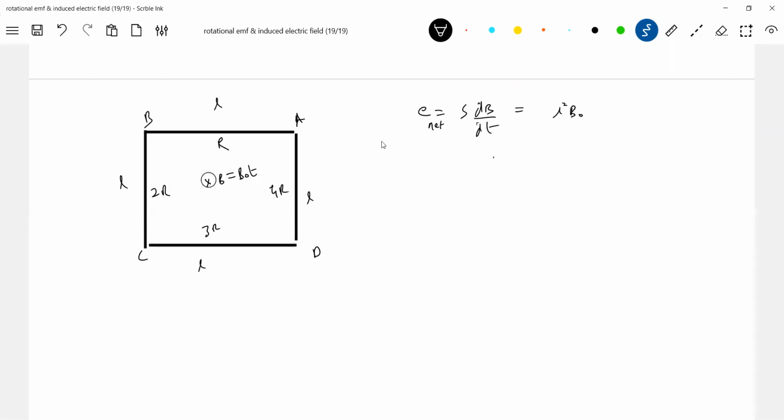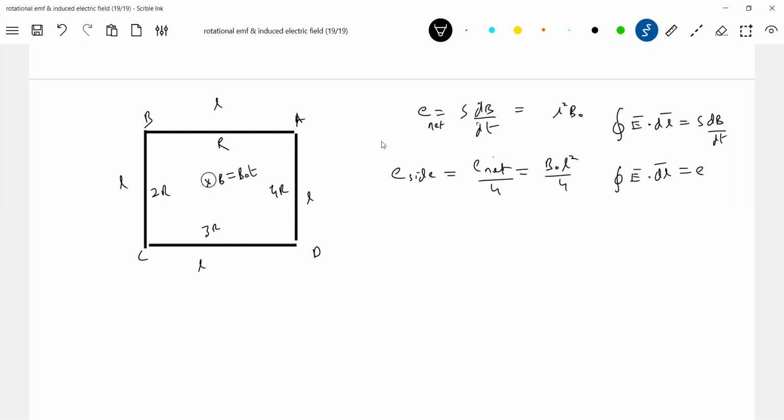Let's go back to the induced electric field formula. So what is that formula? The formula goes like this: the integral of E dot dl equals S dB by dt, and S dB by dt is nothing but the net EMF induced. The EMF induced is proportional to length. The lengths of all the sides are the same, so in each side the EMF induced will be one fourth of the net EMF induced. So this will become B naught L square by 4.